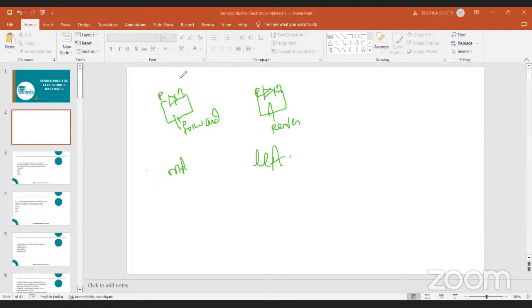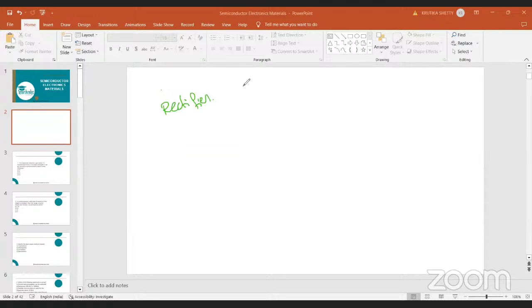So what is rectification here? The process of conversion of AC into DC. The process of conversion of AC into DC is called as what? Rectification. What is a rectifier? It is a device which will convert that AC into DC. Okay.